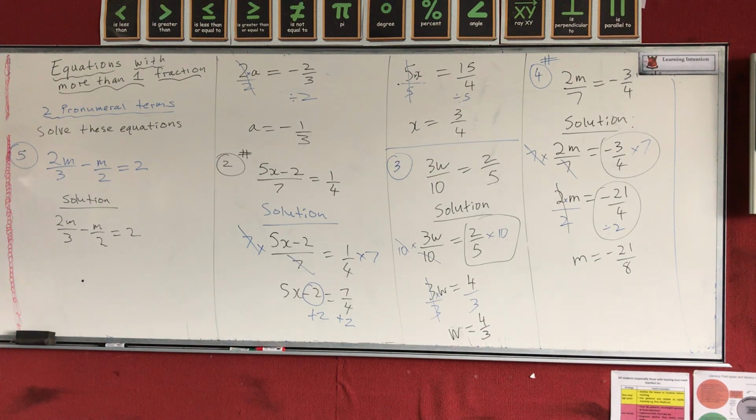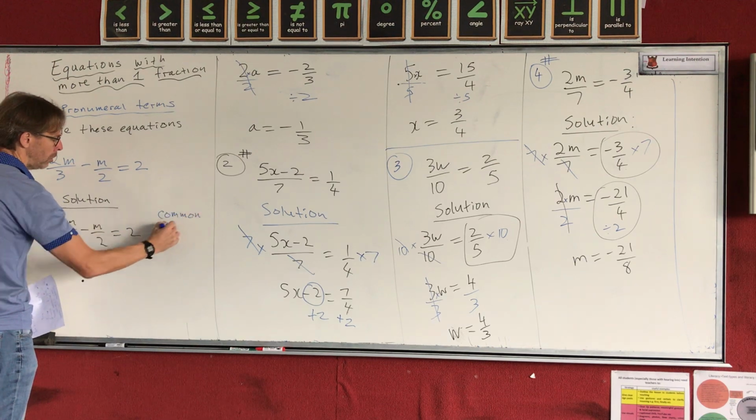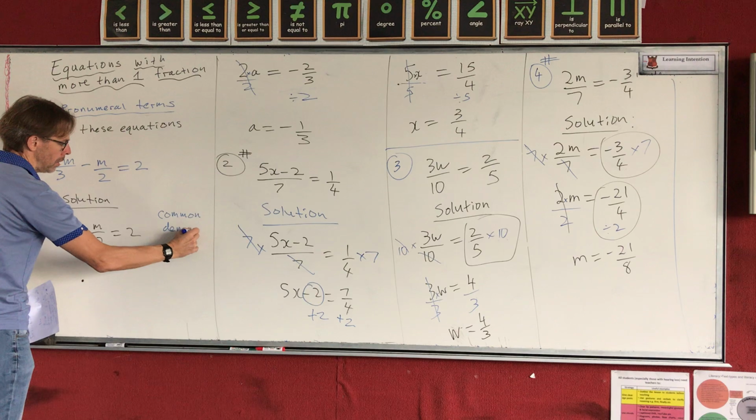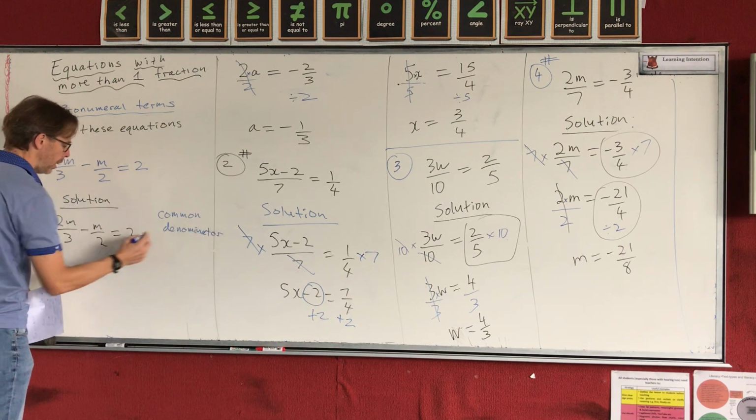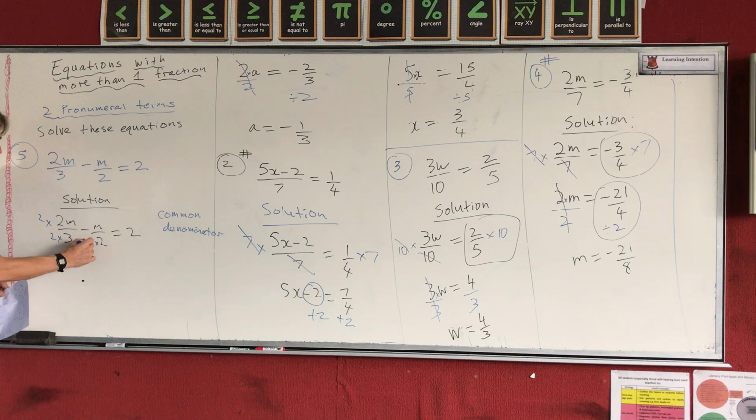Now, with these questions I have two pronumeral terms, two fractions. Alright, when you've got two pronumeral terms involving fractions, you want to get a common denominator. So the first thing I want to do is get a common denominator. That is, I'm just going to look at 3 and 2. The easiest way to do it is to take the 2, multiply it over here, multiply the denominator and the numerator by the 2, take the 3 and multiply by the 3, multiply by the 3. There we go.